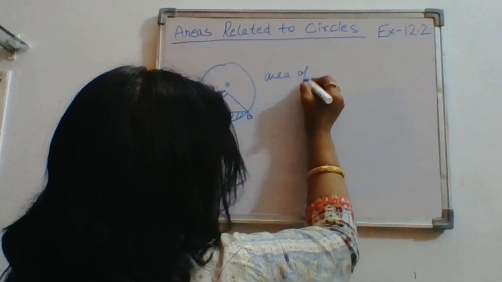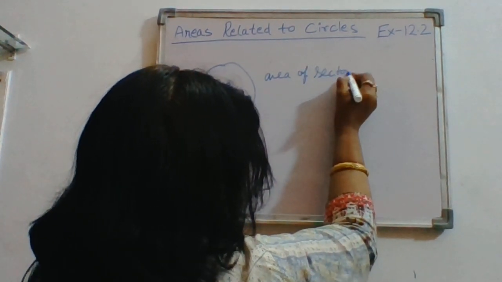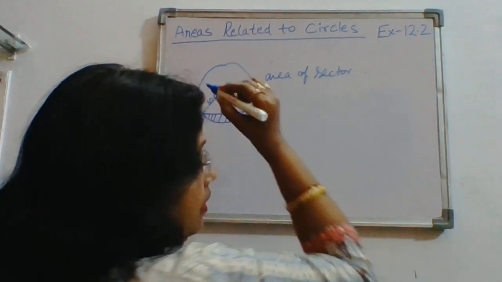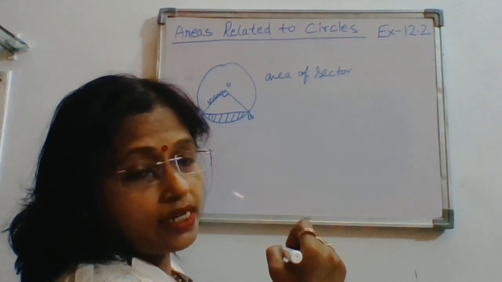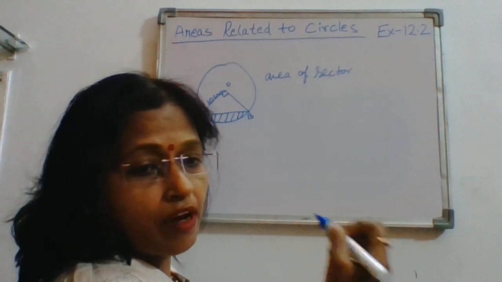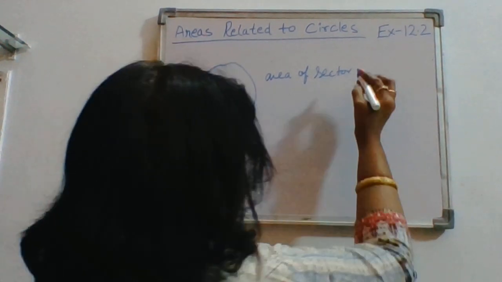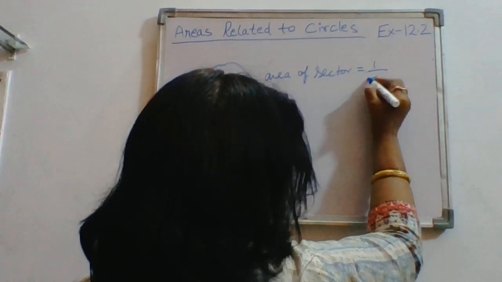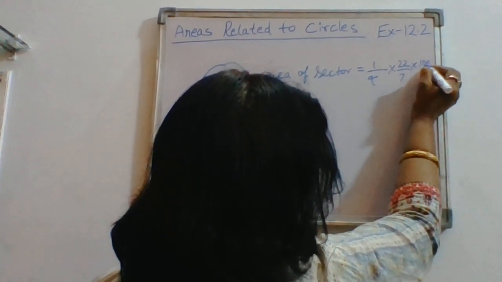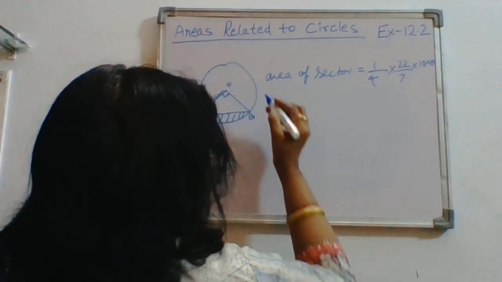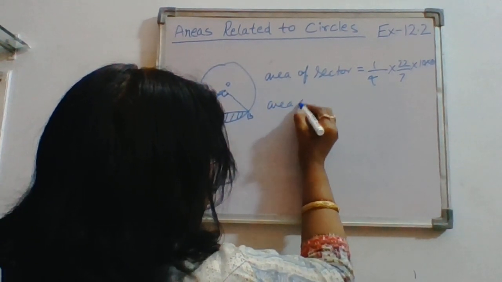Area of sector, or we can apply here because it is 90 degrees, so it is a quadrant only. So it is area of 1/4 of the circle. So area of the sector is 1 upon 4 into pi r square, that is 10 into 10. Right? And what will be the area of the triangle?